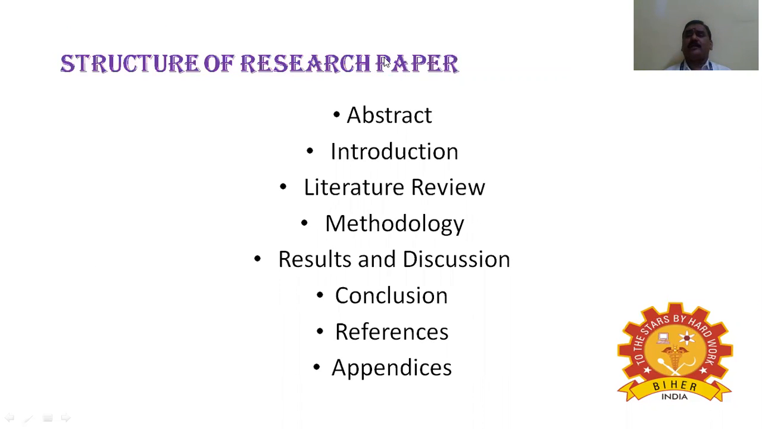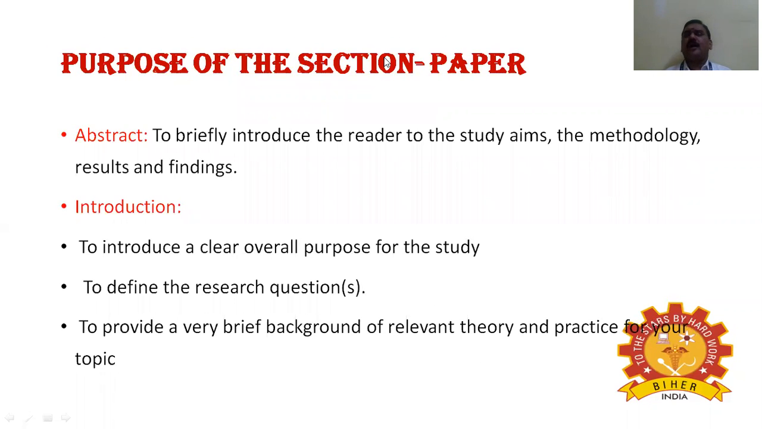Next, I'm coming to the basic structure of the research paper. Number one, abstract. Number two, introduction. Number three, literature review. Number four, materials and methods or methodology. Next, results and discussion, conclusion, references, appendices. One by one, let us see. What is the purpose of having this many sections for writing the research paper?